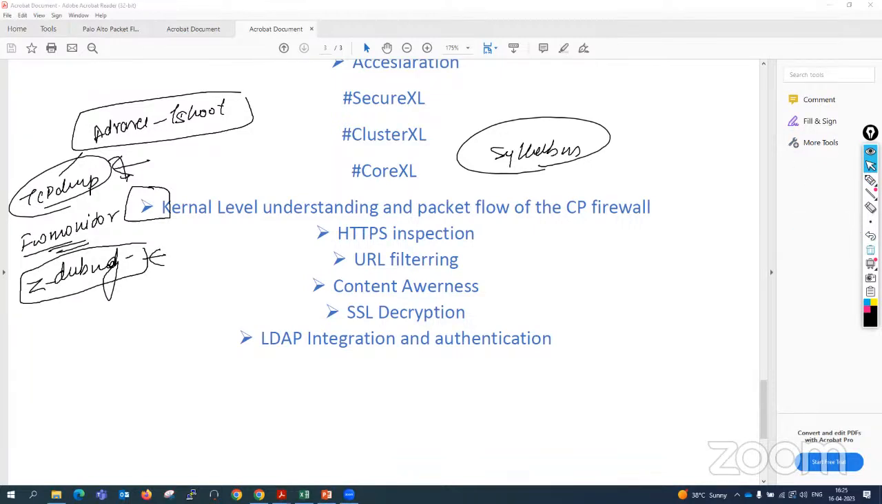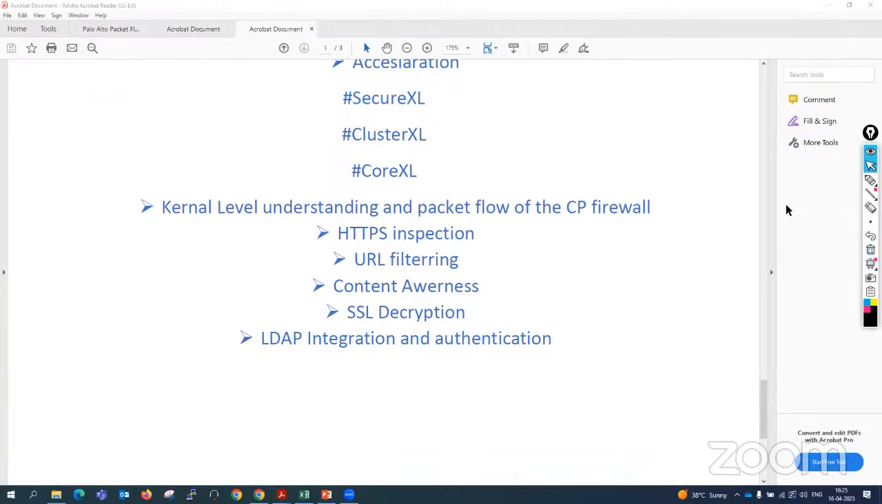What will be the difference between Checkpoint and other firewalls? What benefit will we get? Like Palo Alto is there, Fortinet is there. Are you working with Palo Alto? Fortinet, I am working. You are working with Fortinet, right? Yes. There is a concept of zones, right? But in Checkpoint, there is no zone concept.